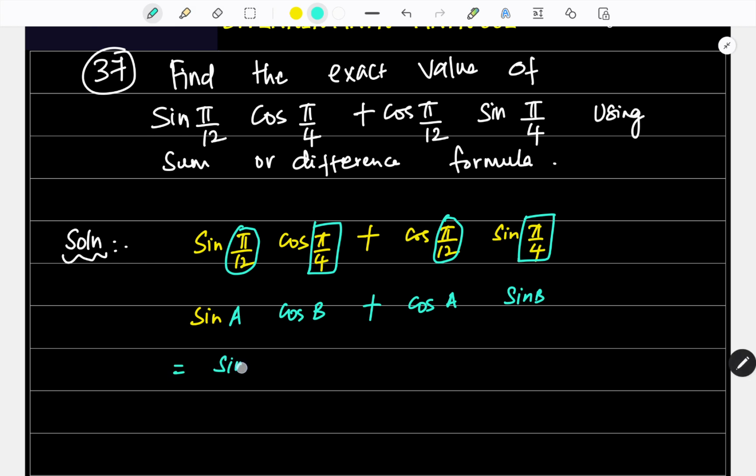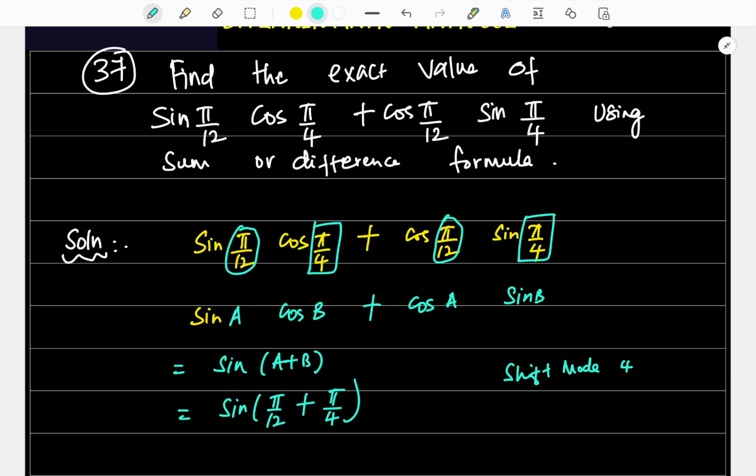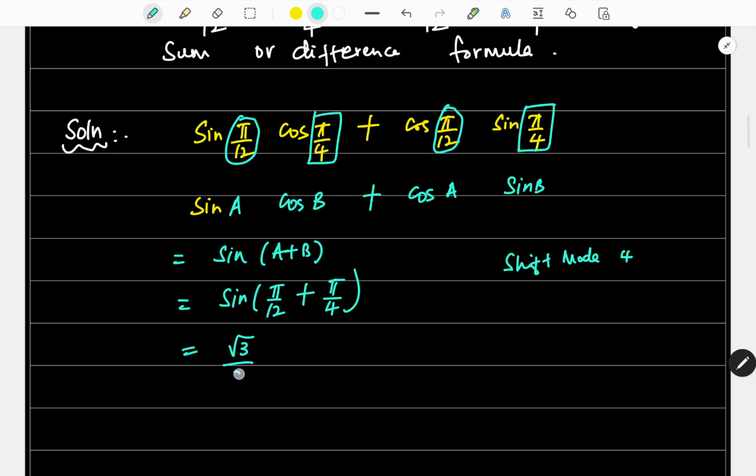What is the formula? We just now studied sine of A plus B, where angle A is pi by 12 and angle B is pi by 4. So again go to the calculator, fix radian mode. Shift mode, and then press 4. So let me press it, shift mode, press 4 radian, and then sine, bracket open, fraction mode, shift pi over 12 and then plus fraction mode, shift pi over 4 and close the bracket, which is equal to root 3 divided by 2. Root 3 divided by 2.